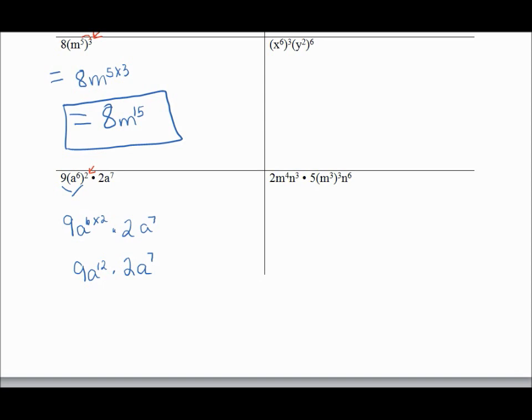Now we have a problem like we did in the first part of this video when we looked at rule number 1, when it stated if the bases are the same, you simply add your exponents. So I'm going to put like things together. I can multiply 9 times 2. 9 times 2 gives me 18.